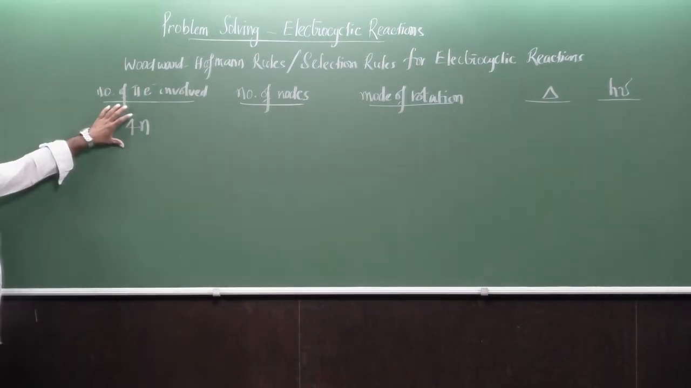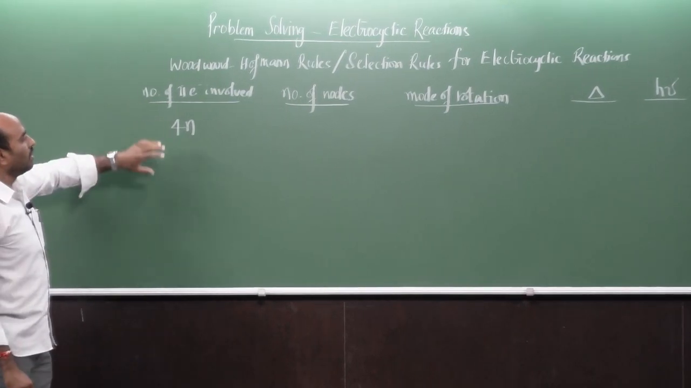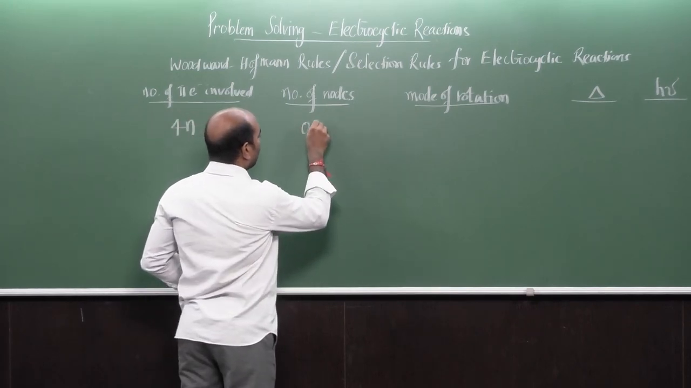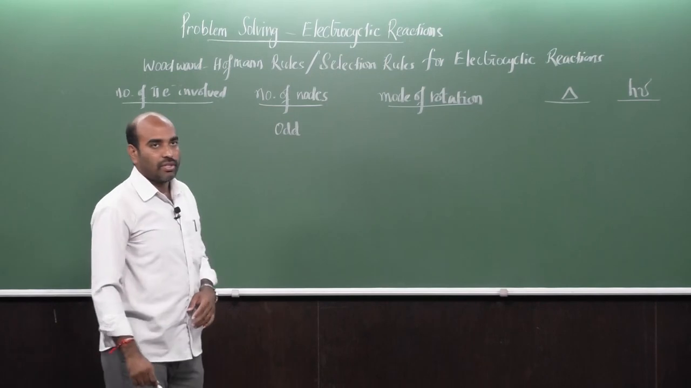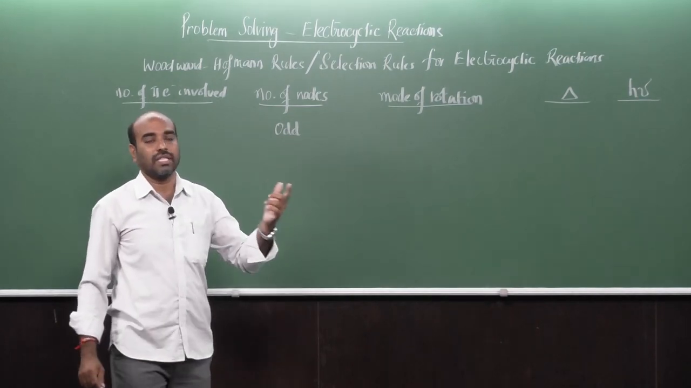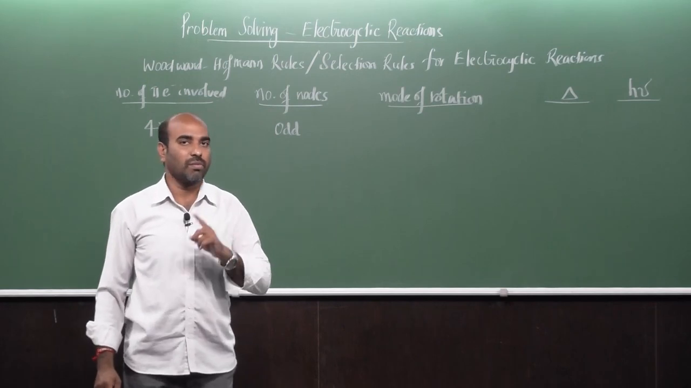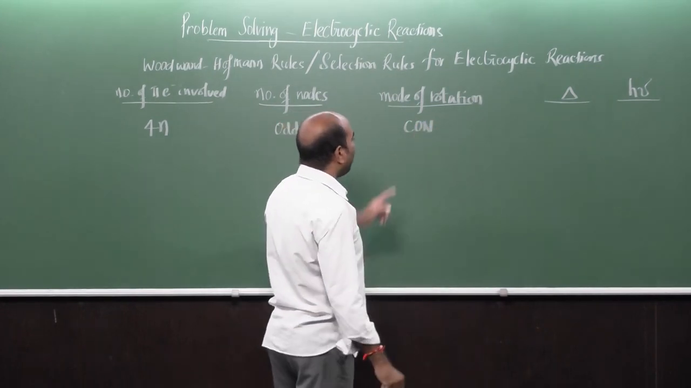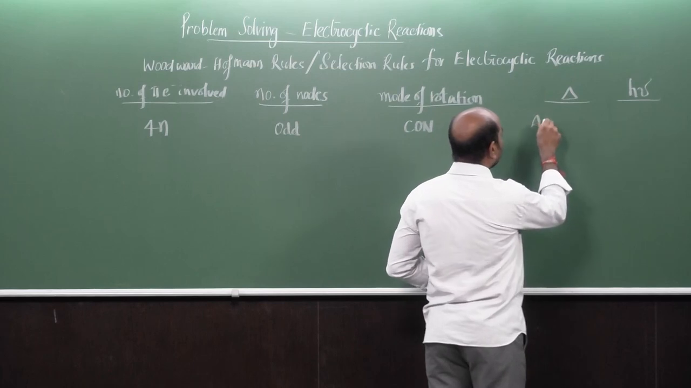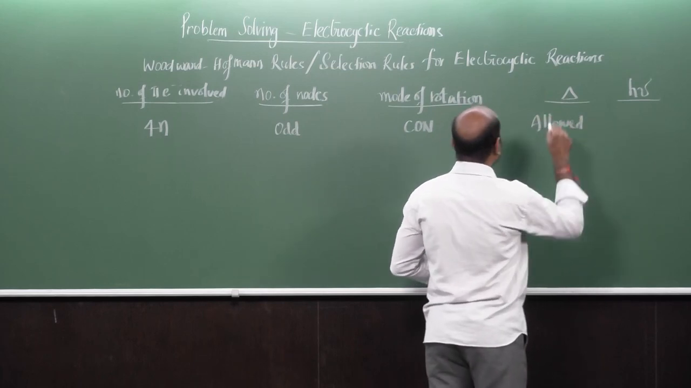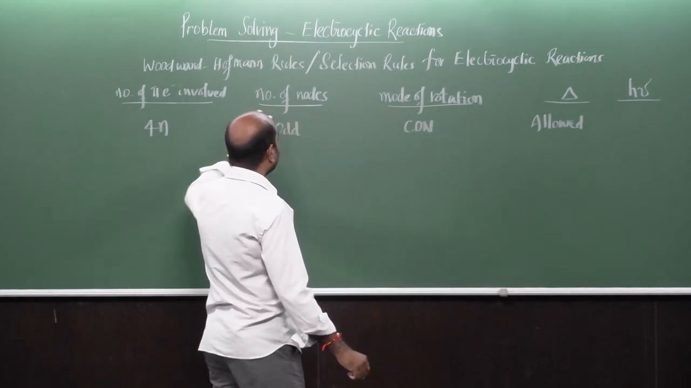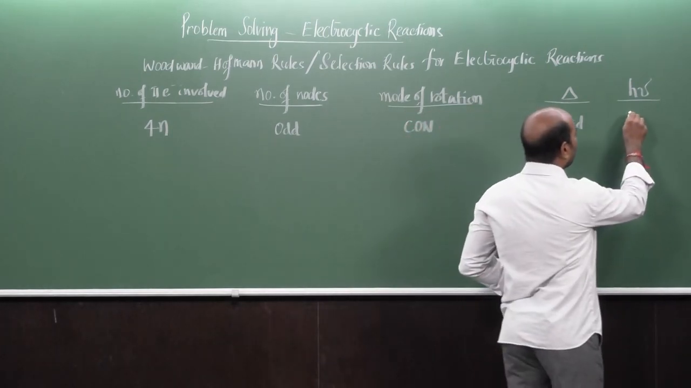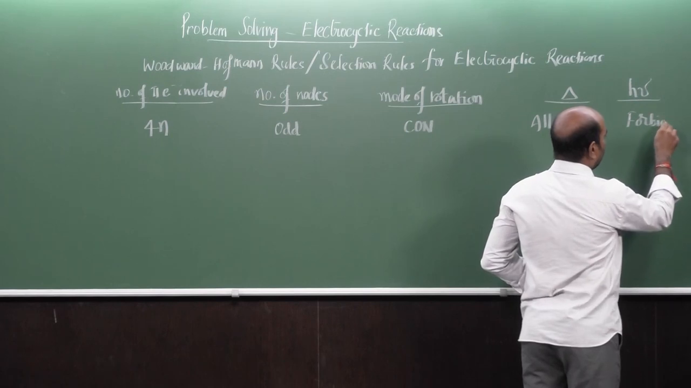So, for a 4n electron system, if the number of nodes is odd, an odd integer, then con mode of rotation is allowed. So the mode of rotation is con. It is allowed under thermal conditions, whereas if in the 4n electron system the number of nodes is odd and the mode of rotation is con, it is forbidden in the photochemical conditions.